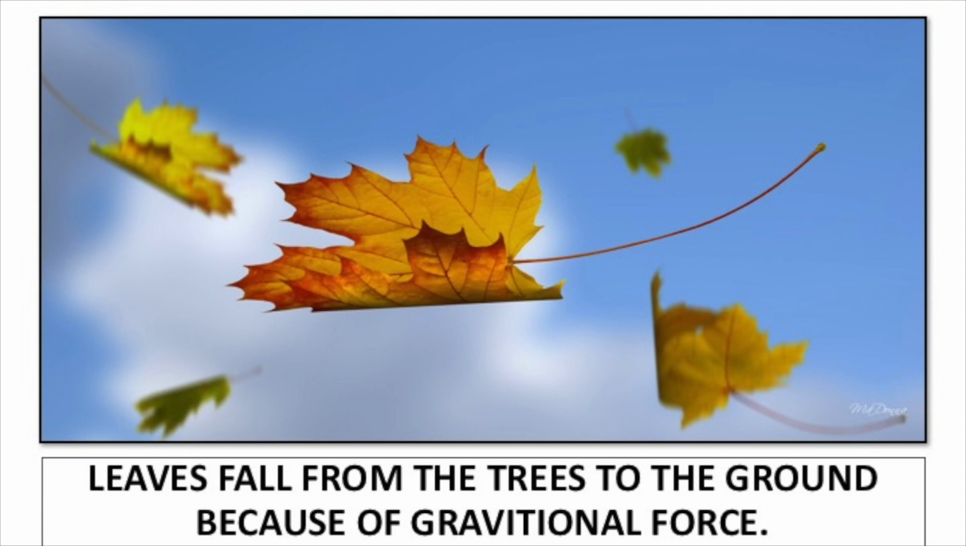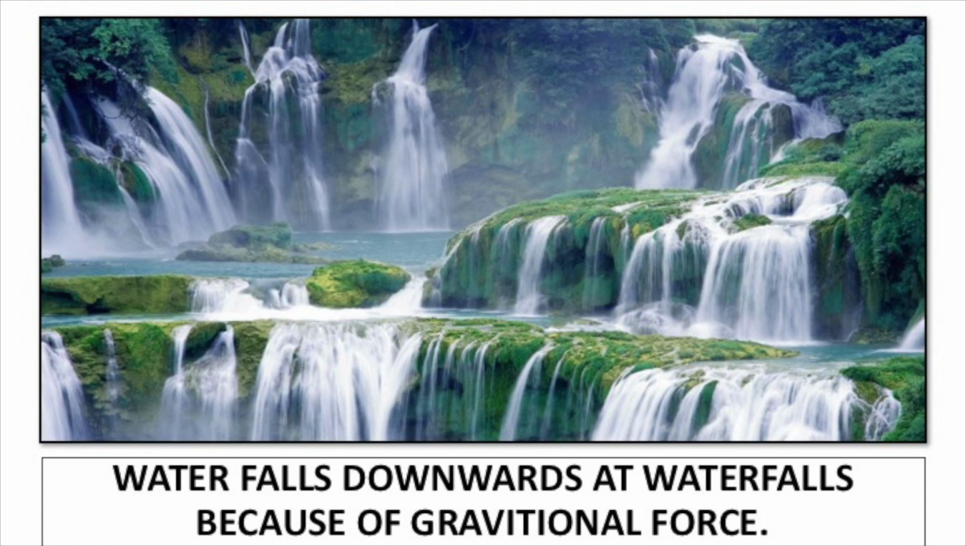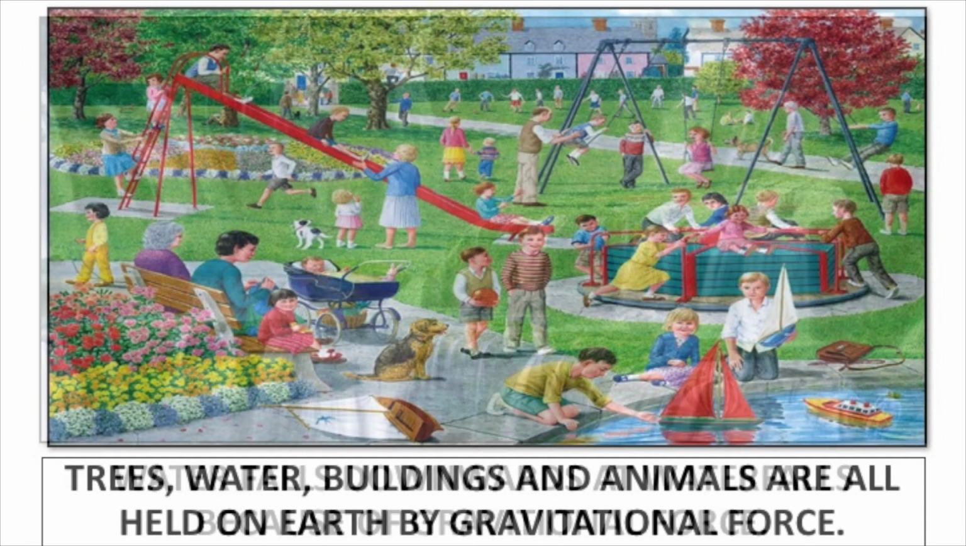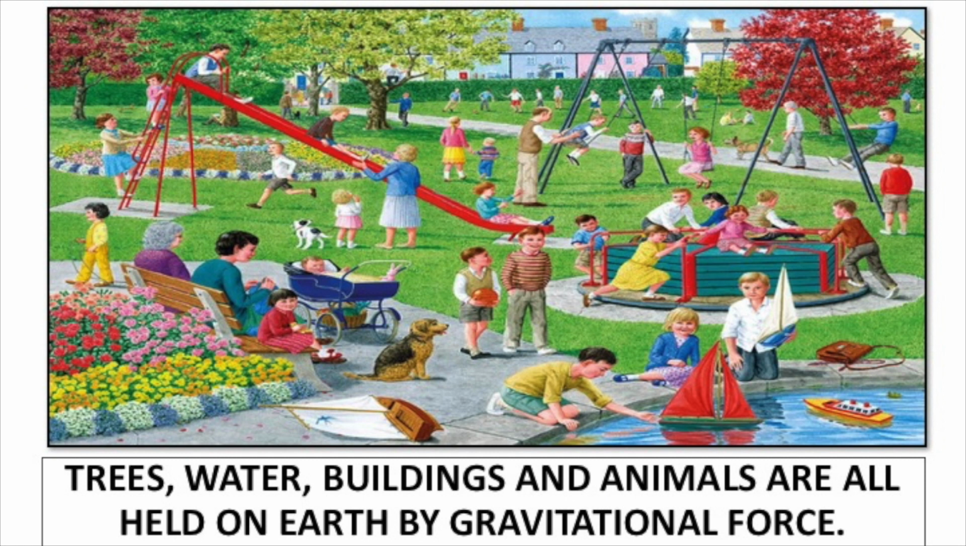Leaves fall from the trees to the ground because of gravitational force. Water falls downwards at waterfalls because of gravitational force. If it wasn't for gravity, we'd have water ups. We wouldn't have waterfalls, we'd have water ups. Trees, water, buildings, and animals are all held on Earth by gravitational force.